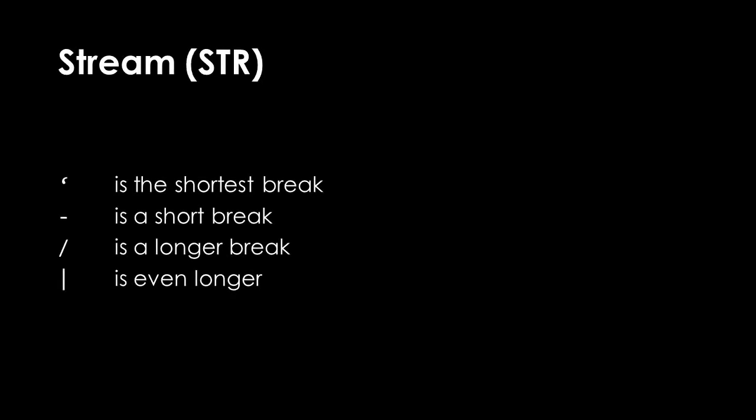From here, different markings denote different amounts of break. An apostrophe is a micro break, usually less than a measure long. A dash is a short break, a slash is an even longer break, and a pipe is an even longer break than that. The cutoff lengths are more or less defined, but for the purpose of executing tech charts, this is all you really have to know.